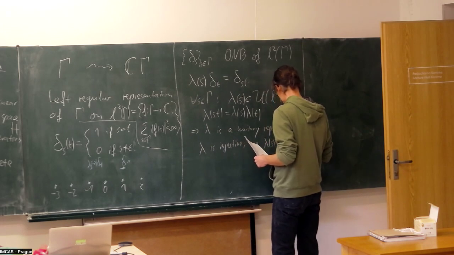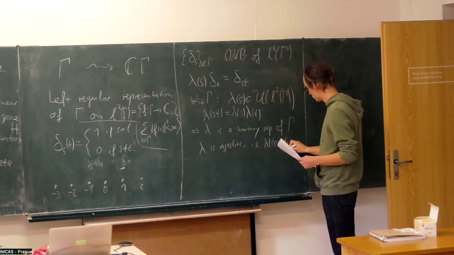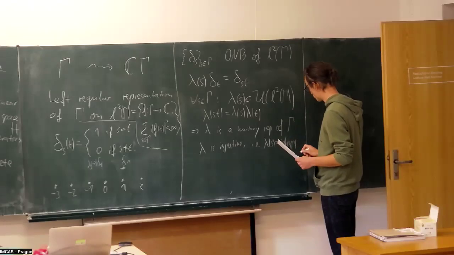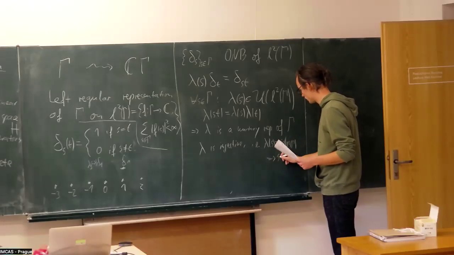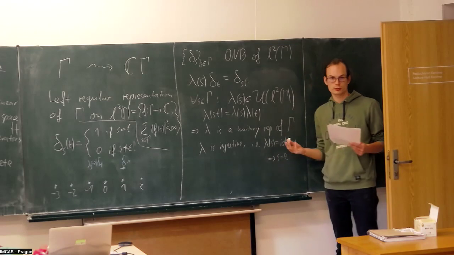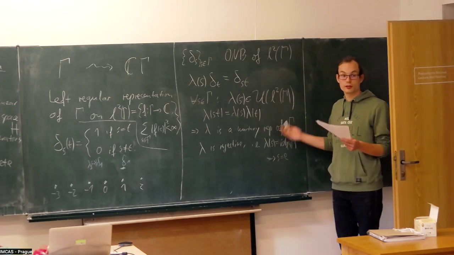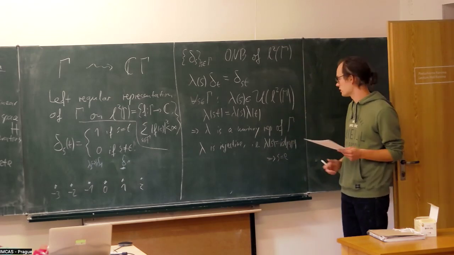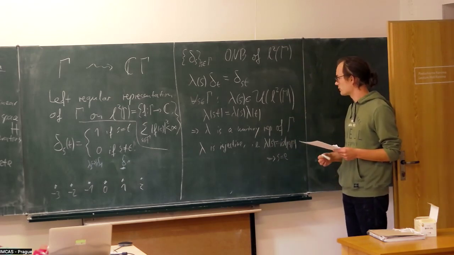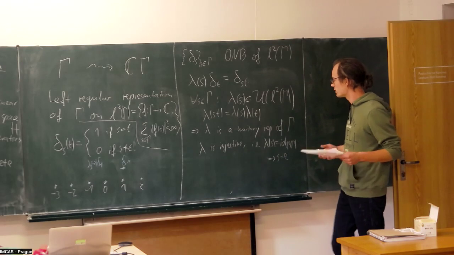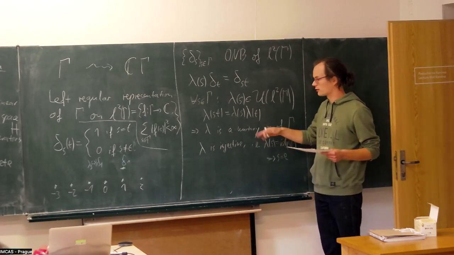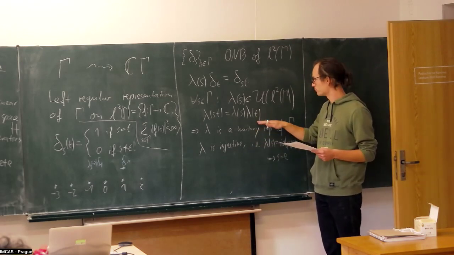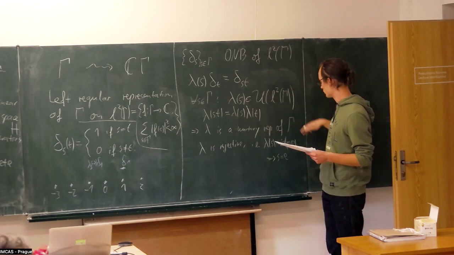Lambda of S being the identity on the Hilbert space implies S being the identity of the group. Right? Because if it's not the identity, then we are shifting somehow. So it can't be the identity unless S itself is the identity. Which means that we can regard gamma as a subgroup of the unitary group.